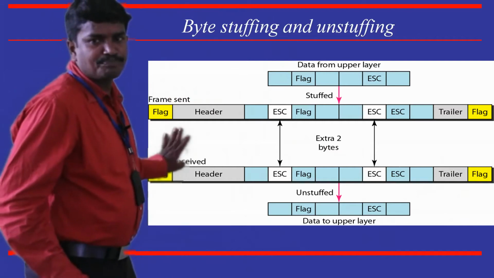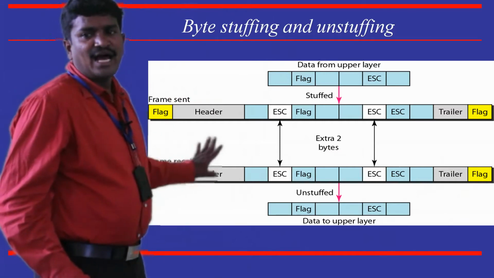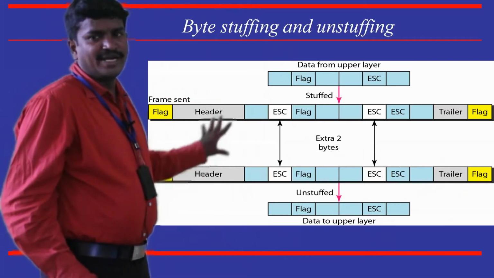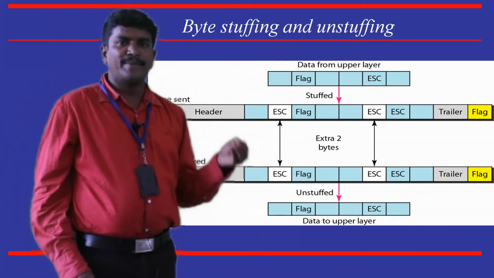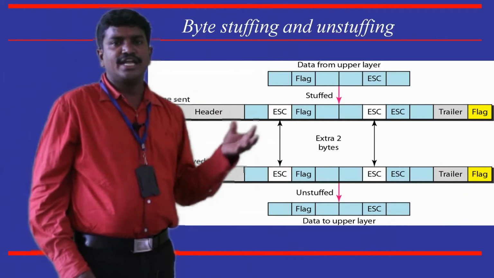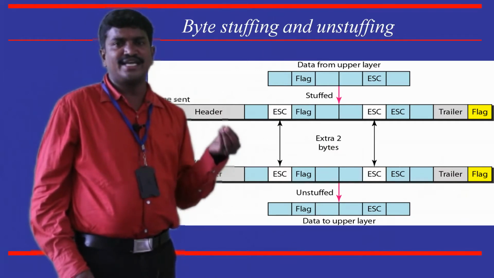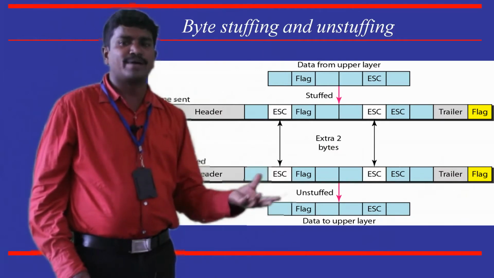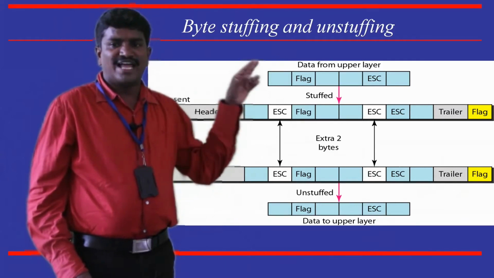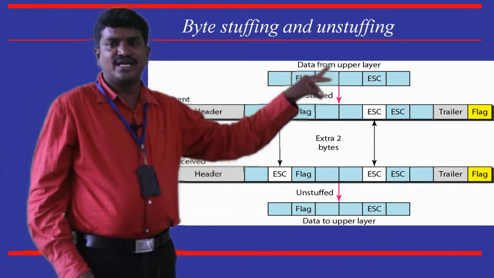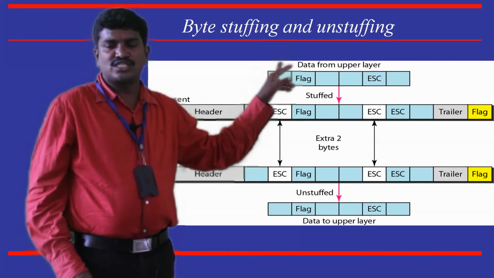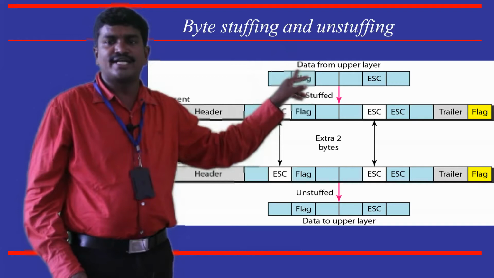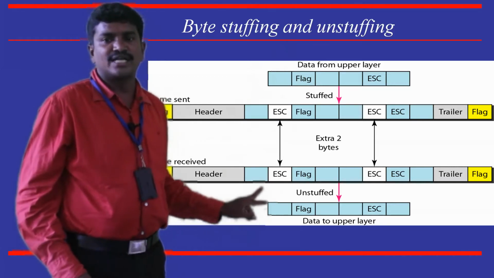This way byte stuffing and unstuffing takes place. Byte stuffing means inserting an additional byte into the data whenever there is a flag occurrence or escape occurrence. Whenever flag or escape is part of the data, it should be preceded by one escape. And the process of removing this stuffed content at the receiver is called unstuffing.